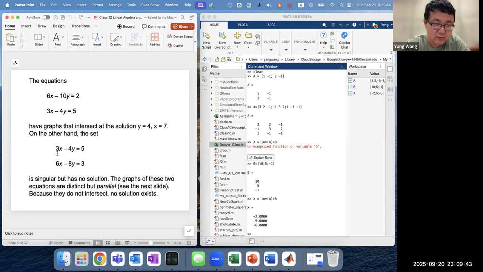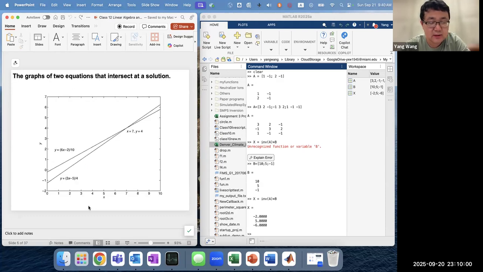And then for this problem, we also call it singular, but it doesn't have a solution because the conditions contradict each other. You said this term equals 5, then the double of this term should equal 10, but it's actually 3, which means that it has no solution.